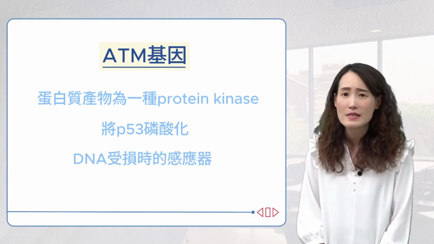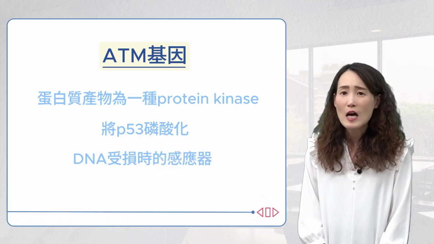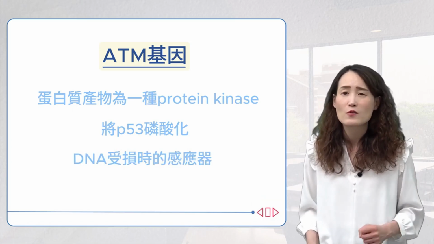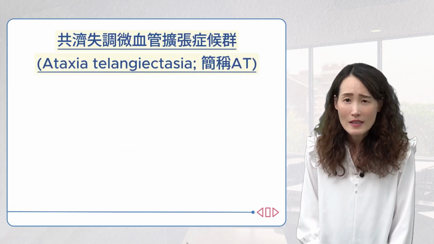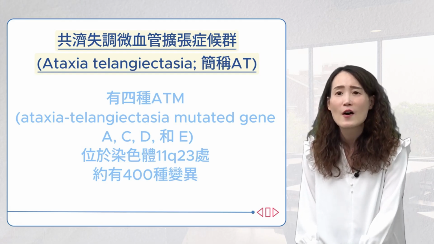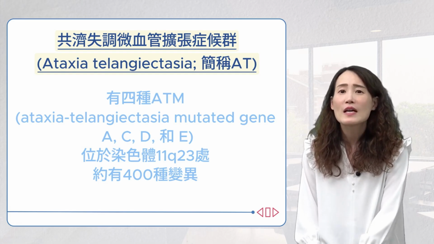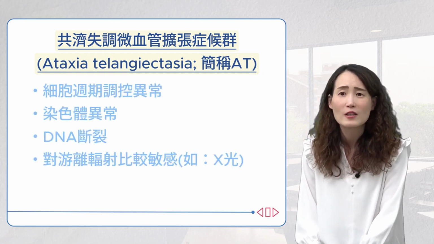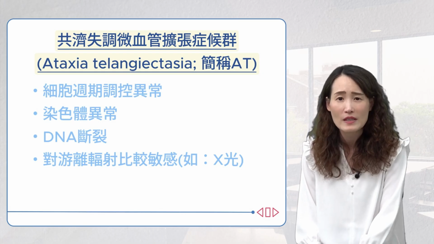It acts as a sensor, telling p53 to phosphorylate, increasing its stability and starting its function. ATM has at least 4 variants, including ATM and mutated genes, located at chromosome 11q23, with 400 variations. When mutations occur, it leads to abnormal cell cycles, chromosomal abnormalities, and DNA breaks, making it more sensitive to ionizing radiation.